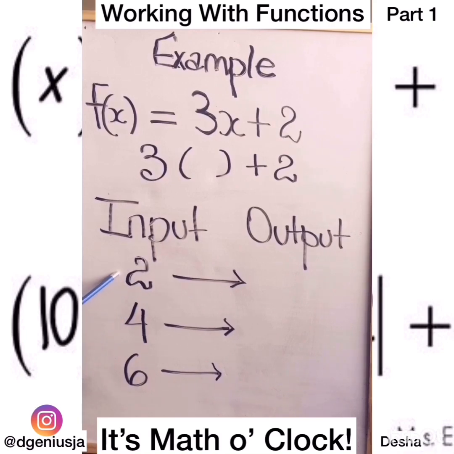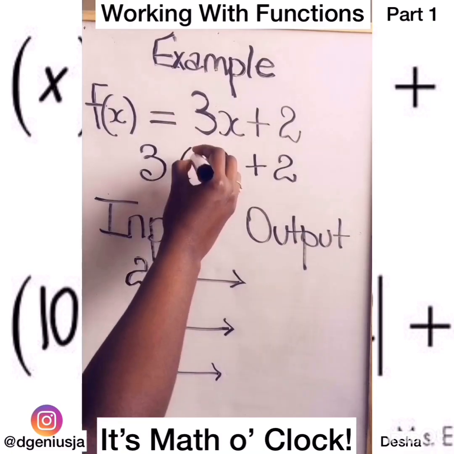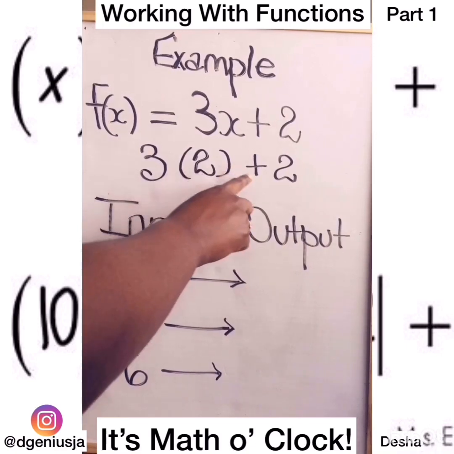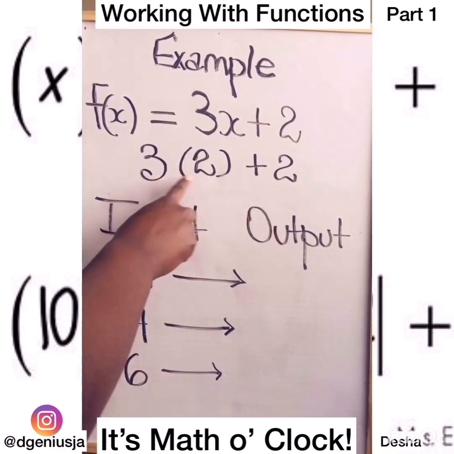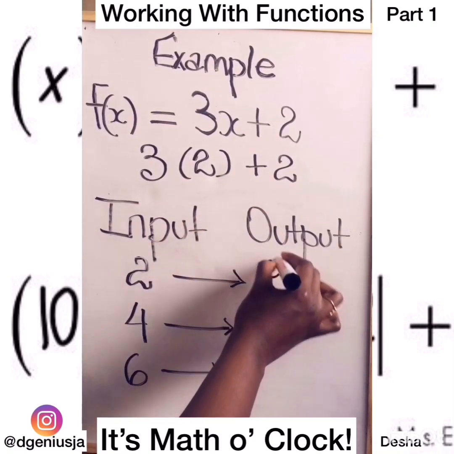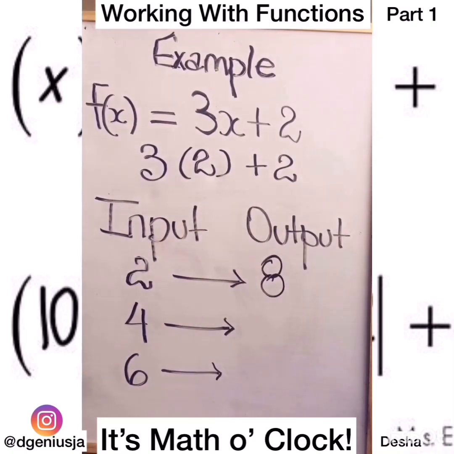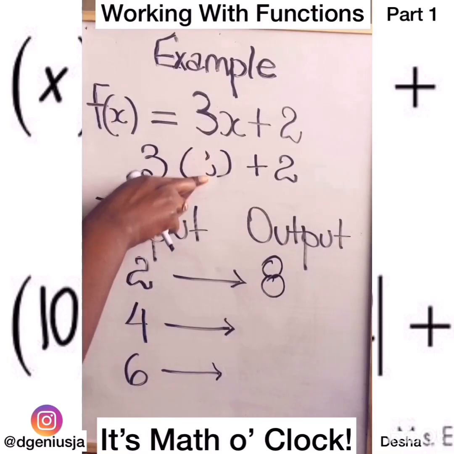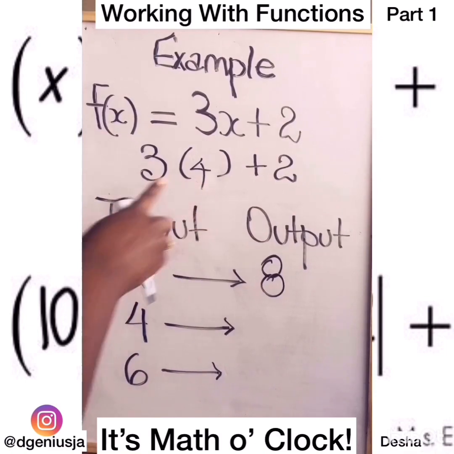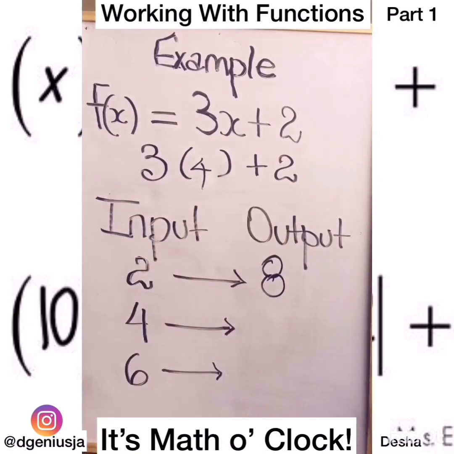We're going to input 2 into the function. This will leave us having 3 multiplied by 2 plus 2. 3 twos are 6, plus 2 is 8. Let's try with 4. 3 fours are 12, plus 2, 14.